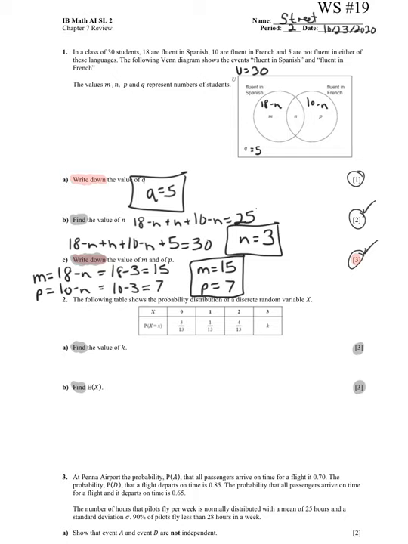Problem 2: the following table shows the probability distribution of a discrete random variable X. So hopefully we understand this vocabulary now. The probability of the discrete variable equals whatever, and it's the probability of hitting a number, 0, 1, 2, or 3. Find the value of k. Hopefully that one is not too bad.